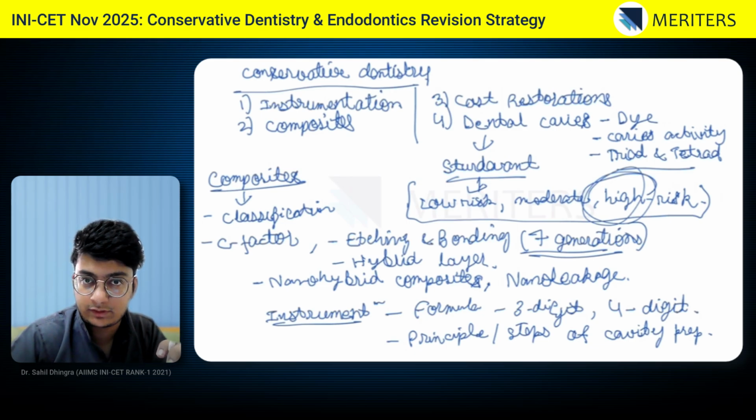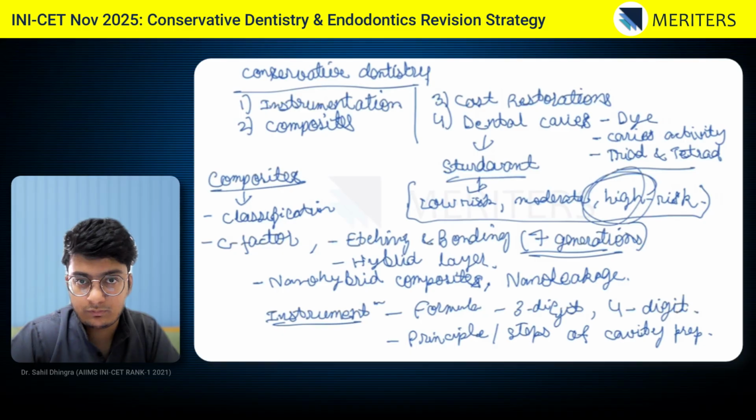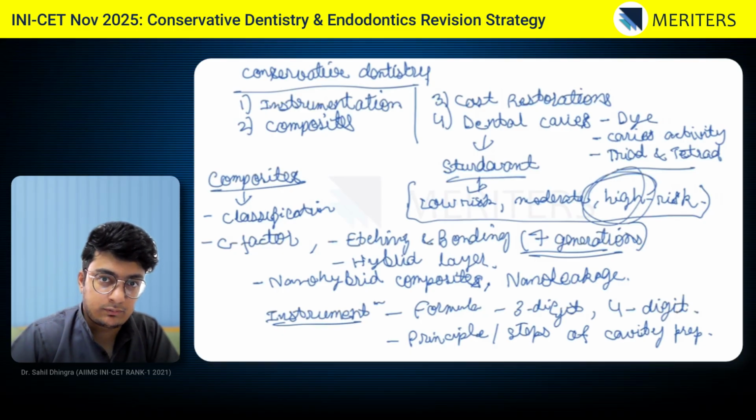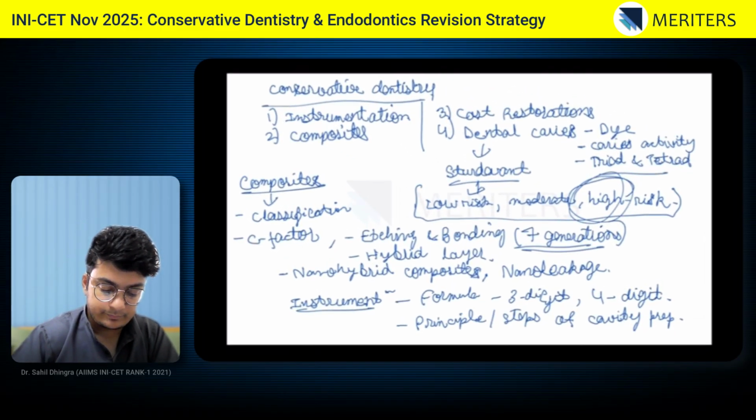Sometimes they will ask very simple questions, like whether pulp protection is a final step or an initial step. Or they will ask which of the following is not an initial step, and then give you 4 options. You have to rule the odd one out. So these are simple questions.